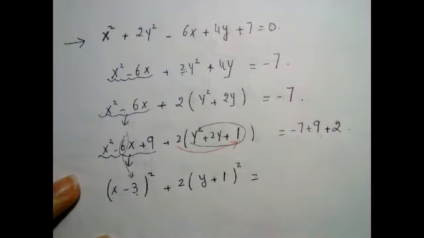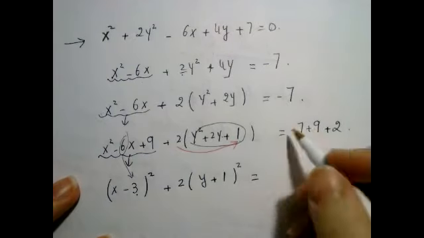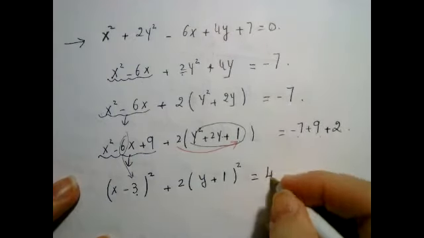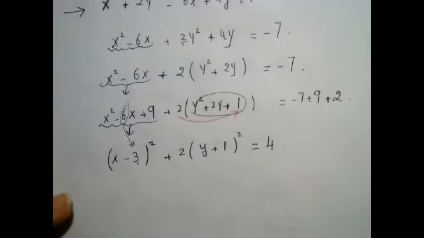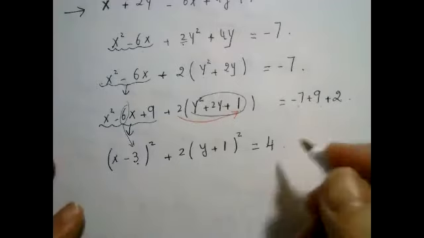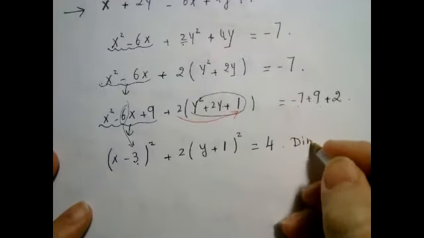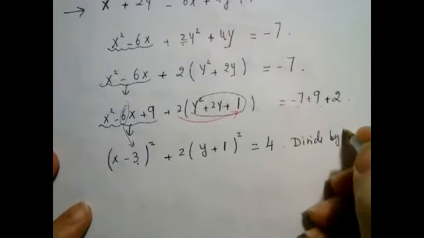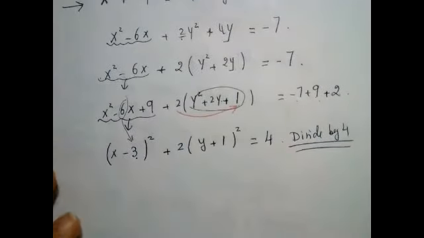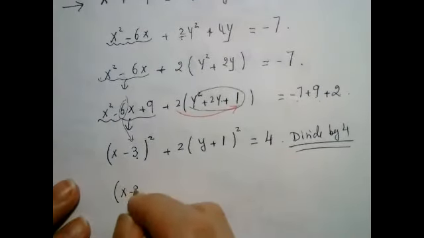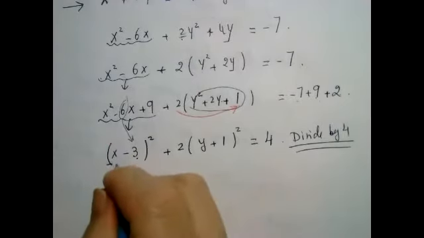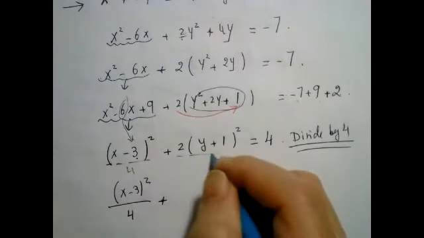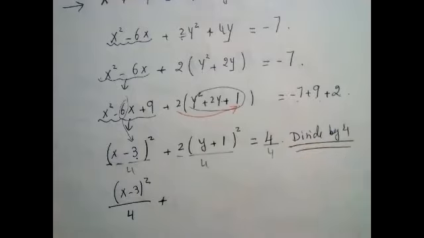Now minus 7 plus 9. So it's going to give me 2. 2 plus 2 is equal to 4. Okay. So we're almost at the equation of an ellipse, which is shifted. But now we have to divide by 4 to get exactly an ellipse. I'm going to divide by 4. And I will get x minus 3 squared, I divide across by 4. All right, so this is going to be divided by 4, this is going to be divided by 4, and this is going to be divided by 4.